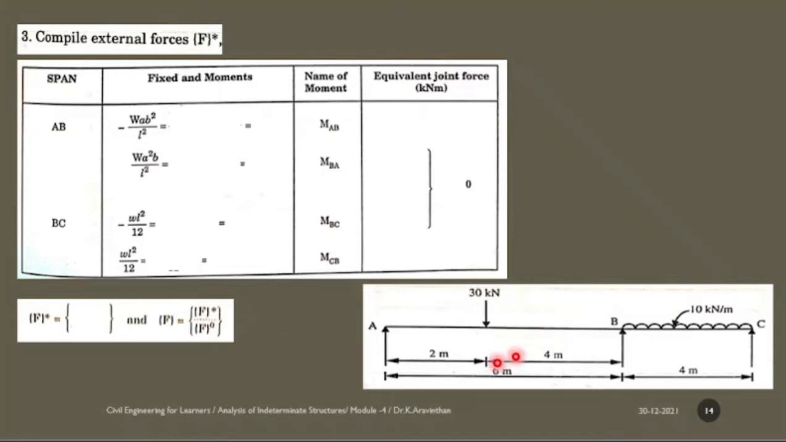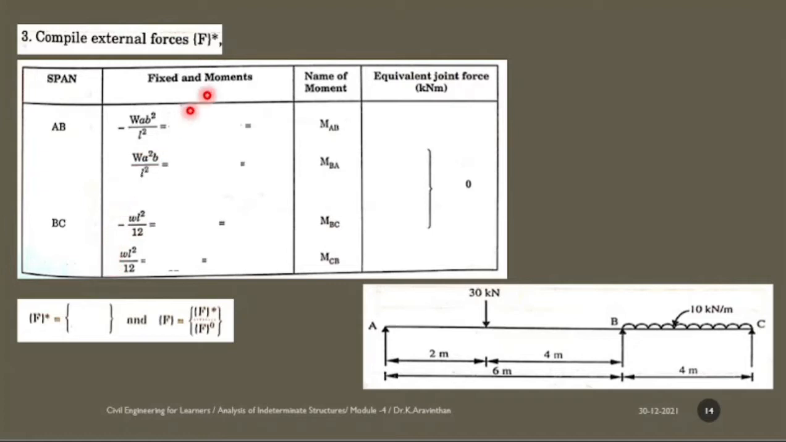Then how to find, so this is your structure. How to find the external forces? Find the fixed end moment. You know the formula to find fixed end moment for span A and B. Consider this as fixed end. You know the formula as W A B square by L square and W A square B by L square. This will be plus and minus and plus. And for the span B to C, you have W L square by 12 of minus and plus.